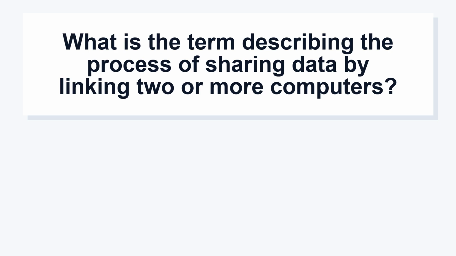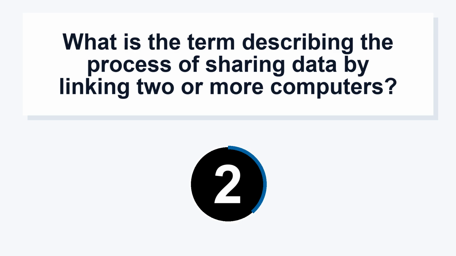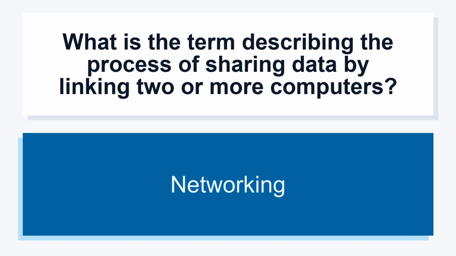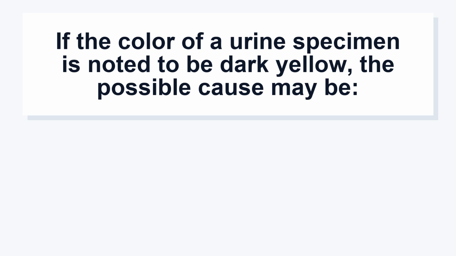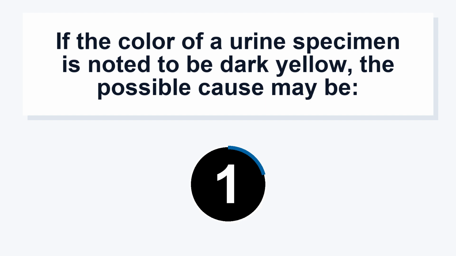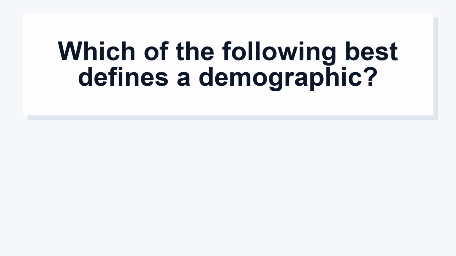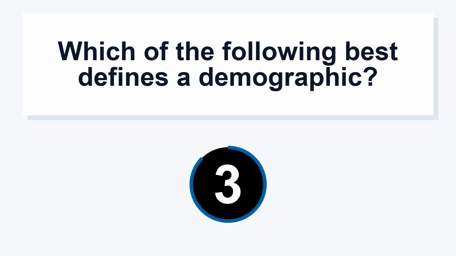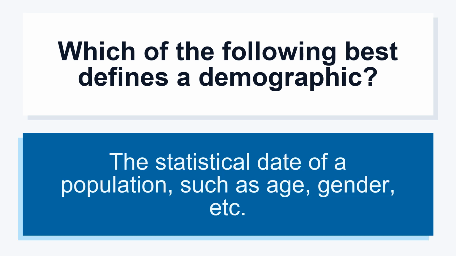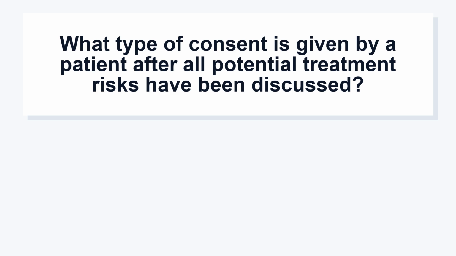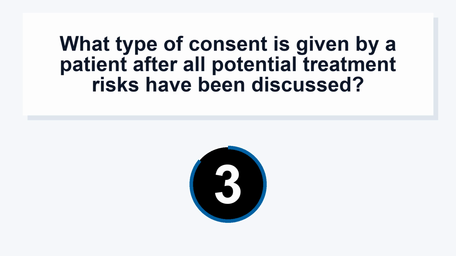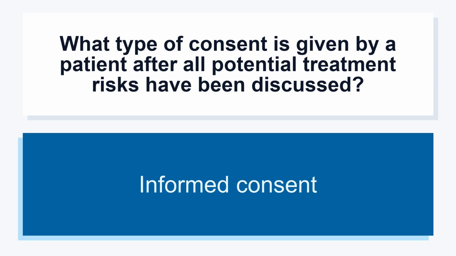What is the term describing the process of sharing data by linking two or more computers? Networking. If the color of a urine specimen is noted to be dark yellow, the possible cause may be dehydration. Which of the following best defines a demographic? The statistical data of a population, such as age, gender, etc. What type of consent is given by a patient after all potential treatment risks have been discussed? Informed consent.